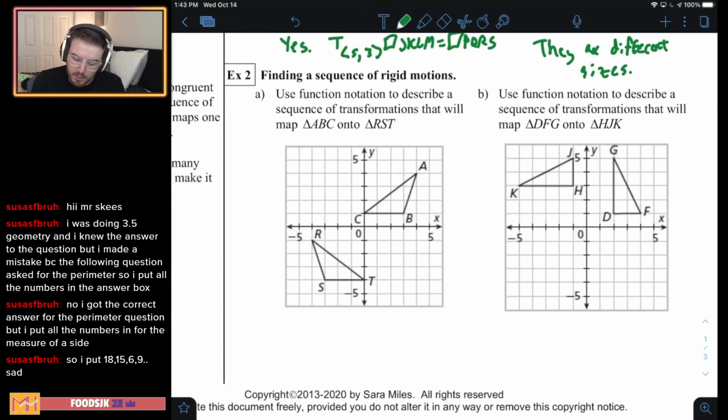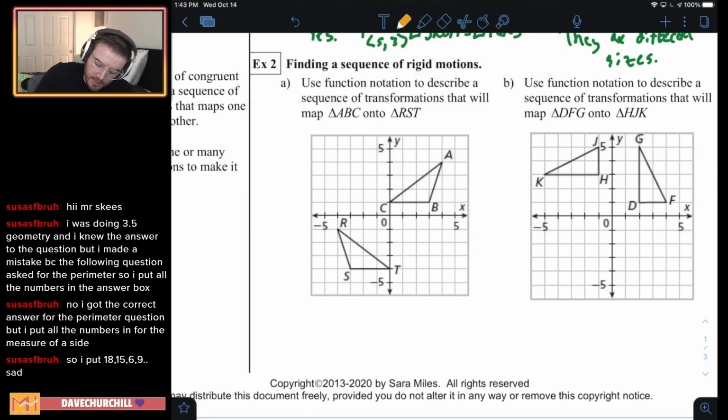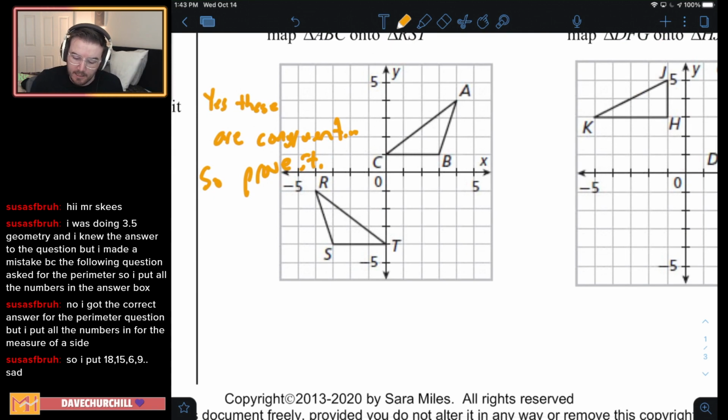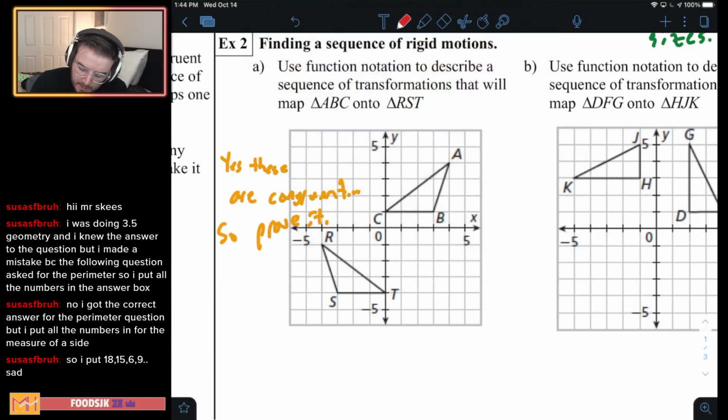Use function notation to describe a sequence of transformations that will map ABCD onto RST. So what we're saying is, yes, these are congruent. So prove it. What are the transformations that will take me from ABC to RST, or the other way around? It says specifically to go ABC to RST. So how can we go from this guy to this guy?